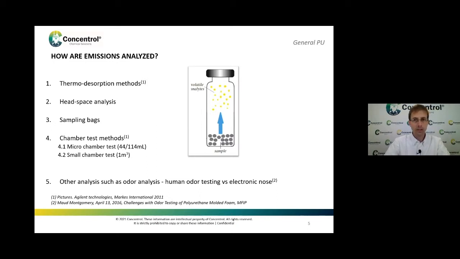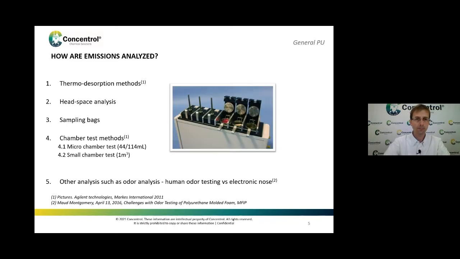We have sampling bags that are widely used nowadays, mainly for screening purposes, thanks to their relatively low cost. When we talk about chamber test methods, we need to consider that there are methods that use microchambers, and also methods that use a small chamber test, like the ones using a chamber of 1 cubic meter. They are methods that have a high degree of precision, but usually the analysis is costly, so they are not used regularly for screening on production, for example.